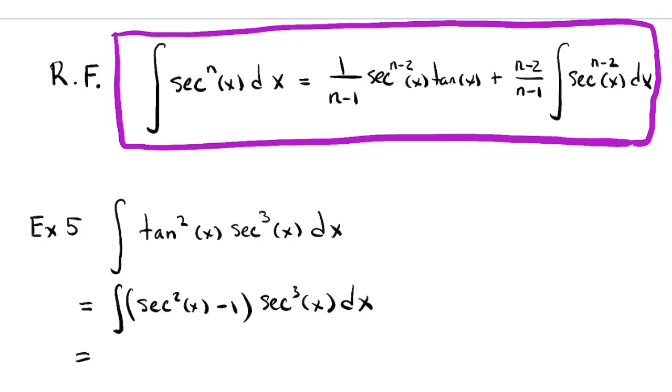Okay, then I need to distribute that. So I've got the integral of secant to the 5th minus the integral of secant cubed. And then I would apply the reduction formula.